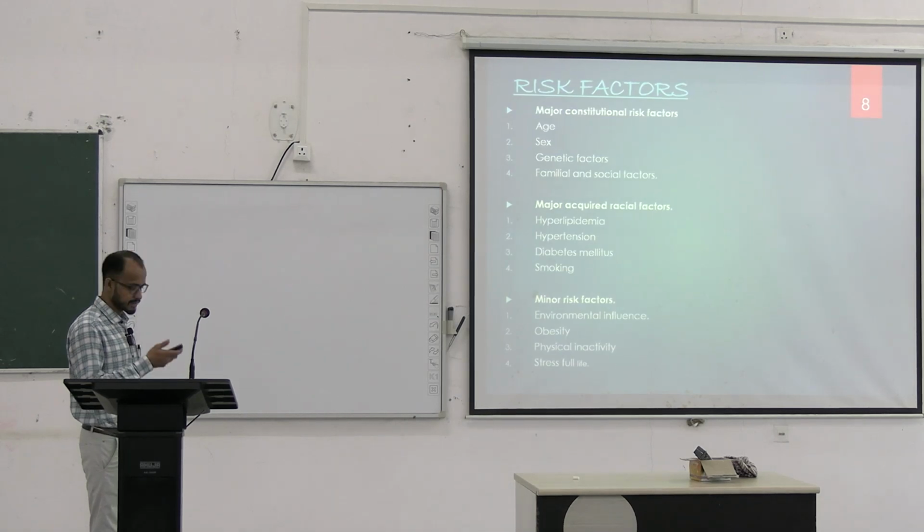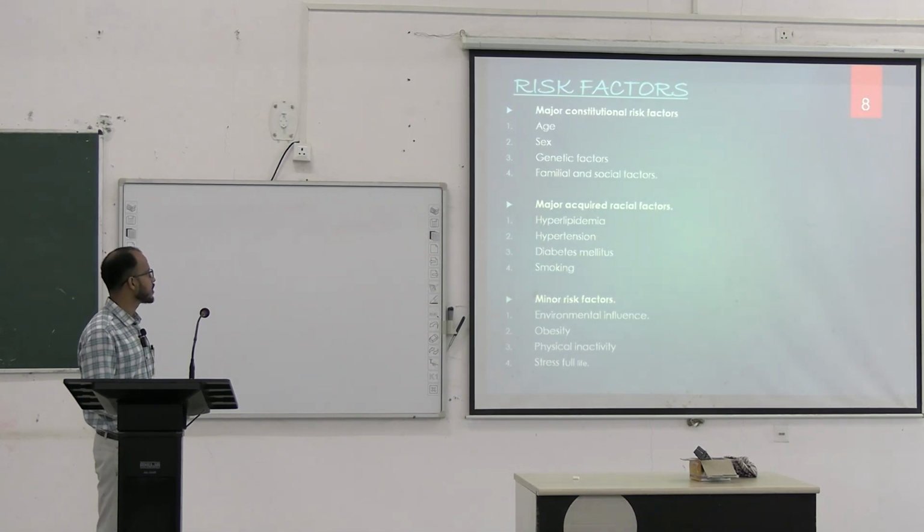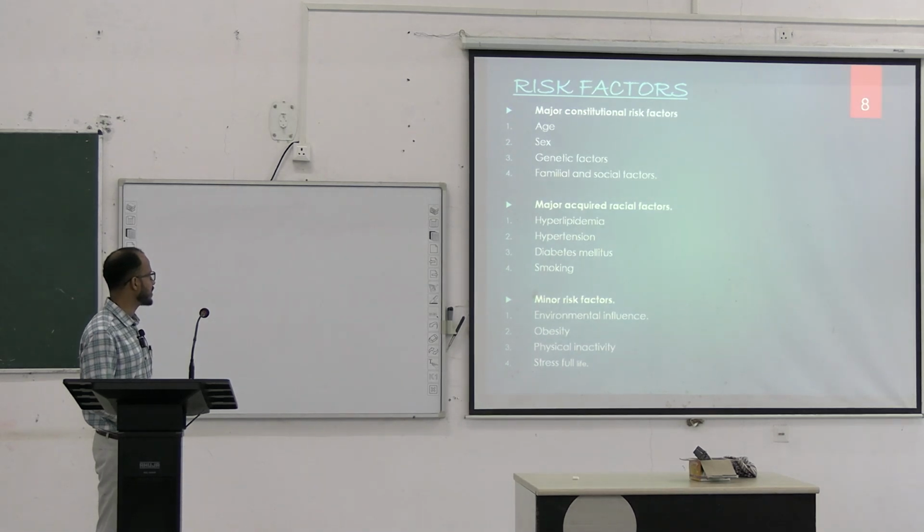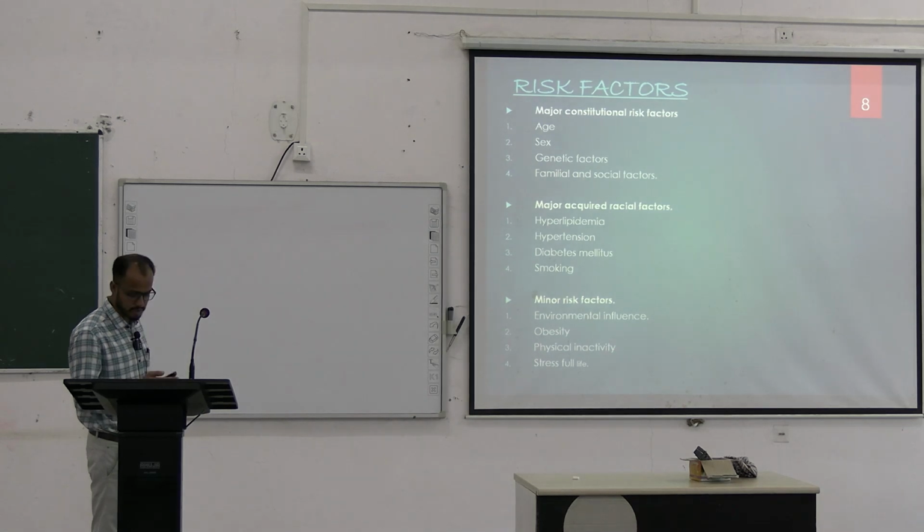So, what are the risk factors? Risk factors we can grossly divide into major risk factors and minor risk factors. In case of major risk factors, there are constitutional factors like age, gender, genetic factors, familial and social factors, and acquired factors like hyperlipidemia, hypertension, diabetes, smoking, and minor risk factors like obesity, physical inactivity, and stressful life.